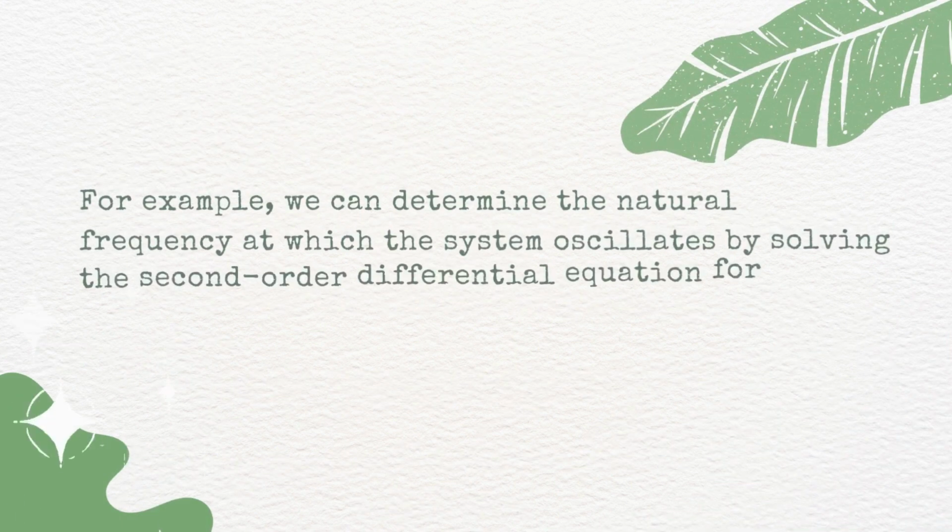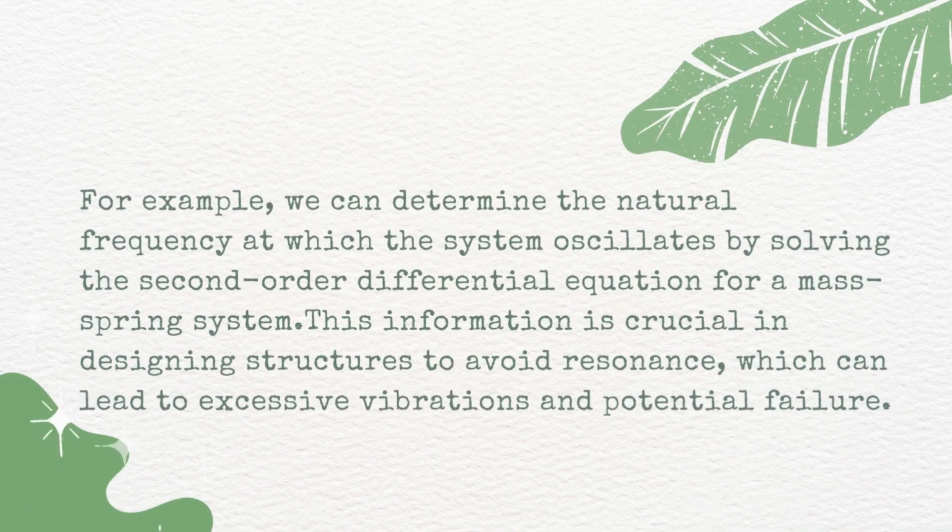For example, we can determine the natural frequency at which the system oscillates by solving the second order differential equation for a mass spring system. This information is crucial in designing structures to avoid resonance, which can lead to excessive vibrations and potential failure.